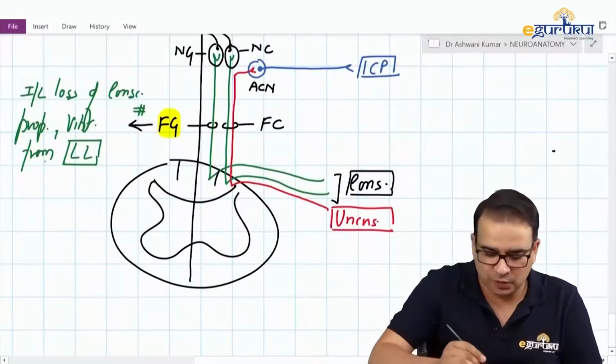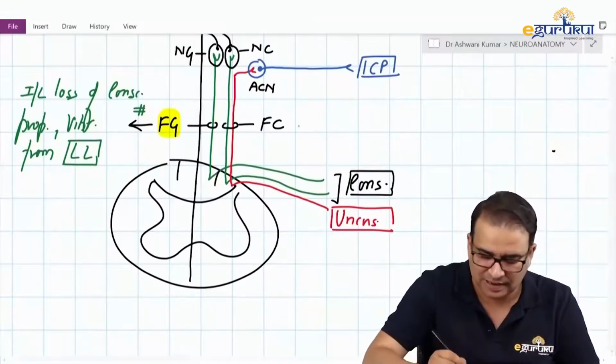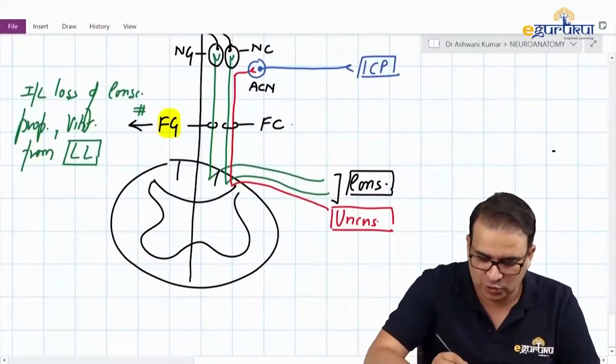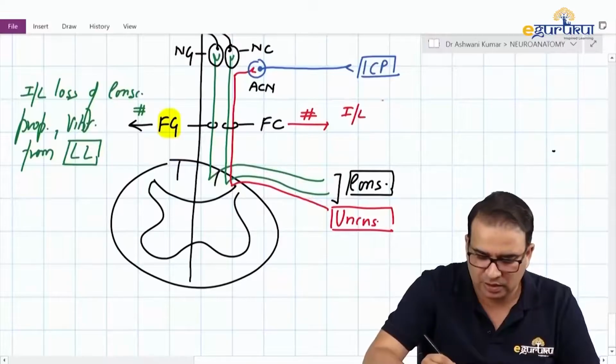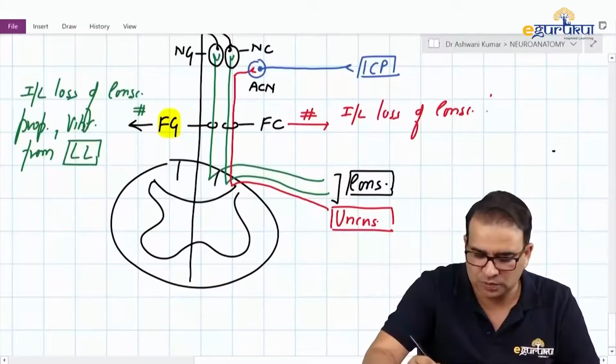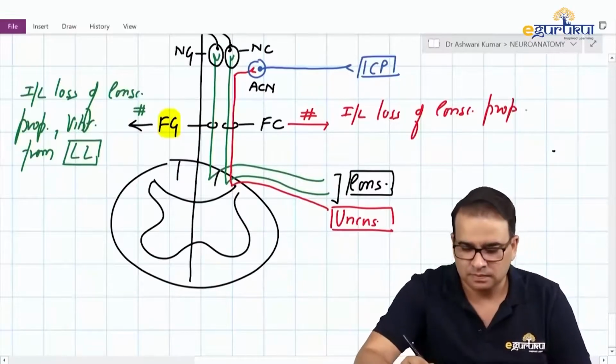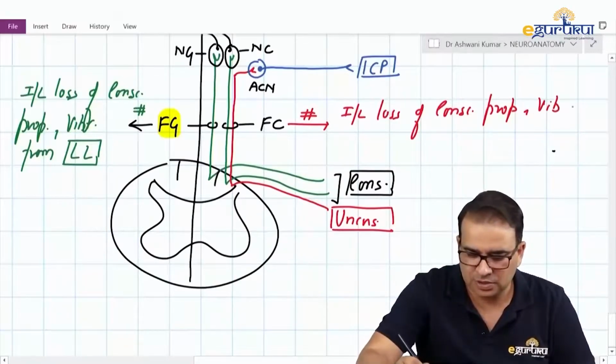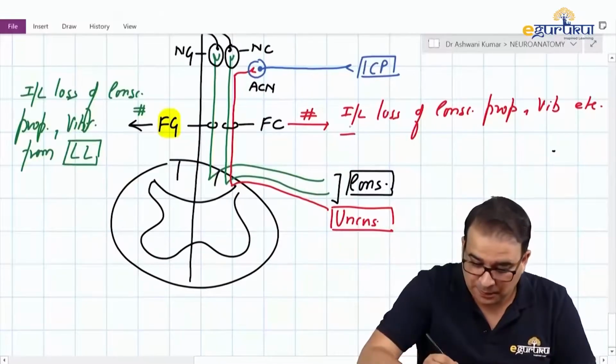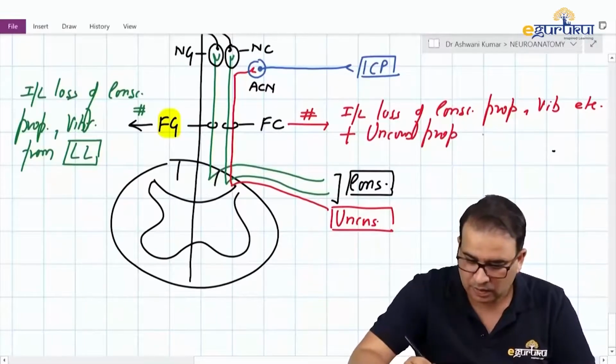But if there is injury to fasciculus cuneatus, now that's entirely different. If there is injury to fasciculus cuneatus, this will lead to the ipsilateral loss of, again the same thing, conscious proprioception, vibration, etc., plus unconscious proprioception also. From where? From the upper limb.